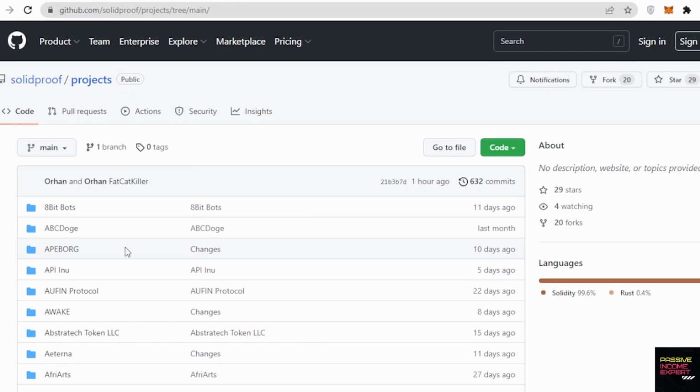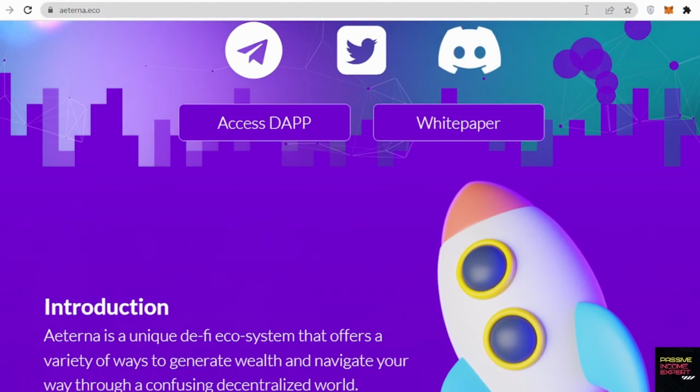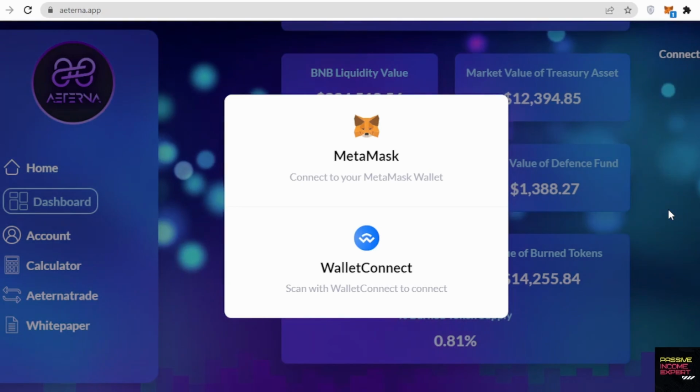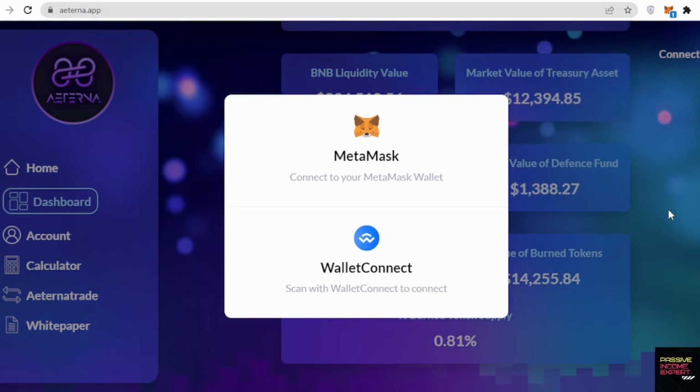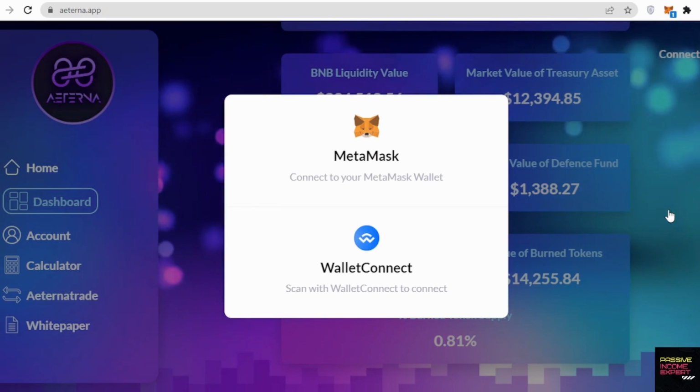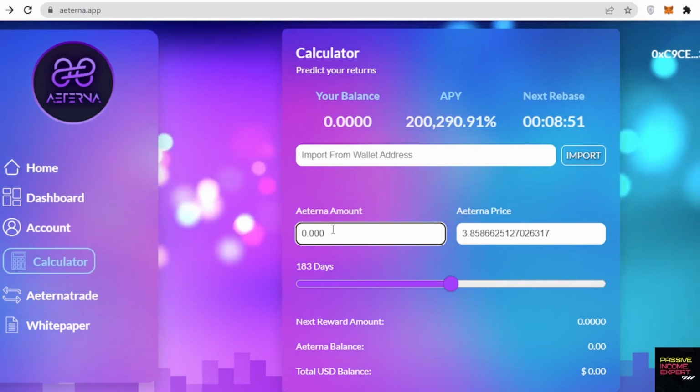Then they've added their project on GitHub, like on SolidProof projects. These are the projects which are already audited, which is quite good. And let me show you the dApp. So let me connect my wallet. I'm going to connect my wallet in the Binance Smart Chain to see how we can buy their project, how to buy their coins. So let's try to calculate some stuff.